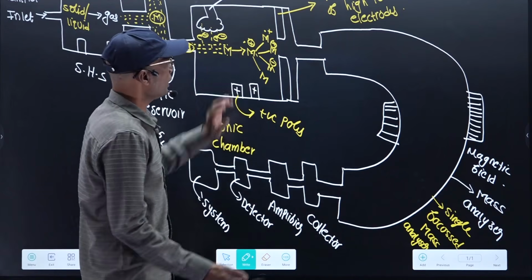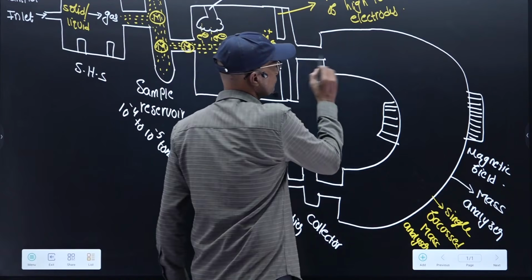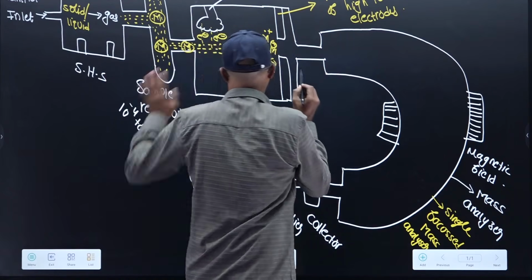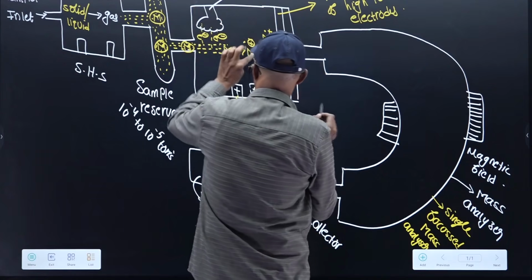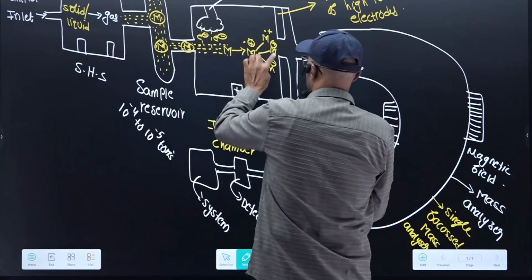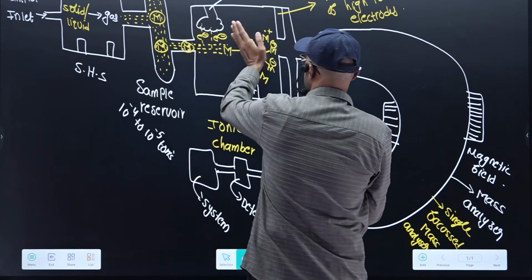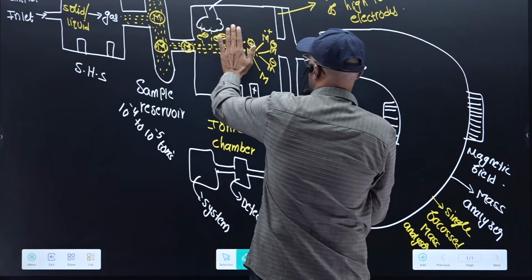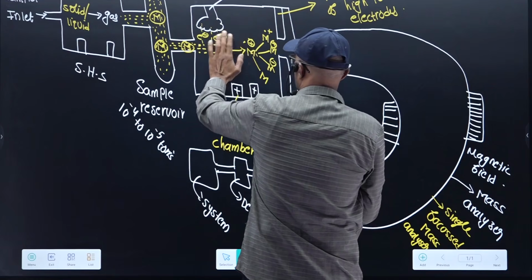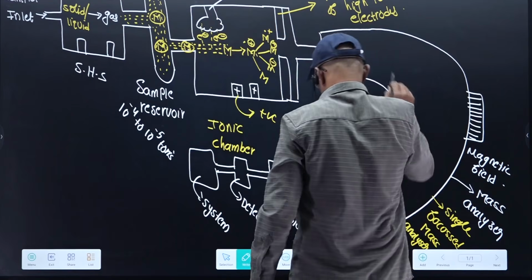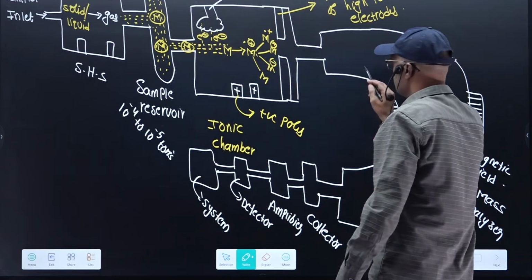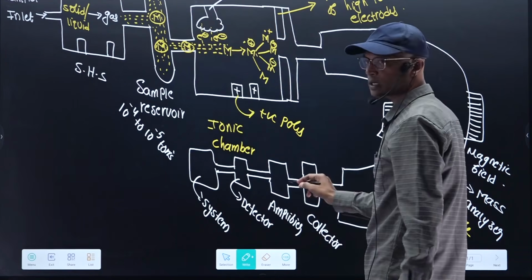When the ions come out from here, in the ionic chamber the molecules undergo fragmentation and give this kind of ions, right? And these ions come out from the ionic chamber and enter the mass analyzer. This U-shaped instrument is nothing but the mass analyzer.